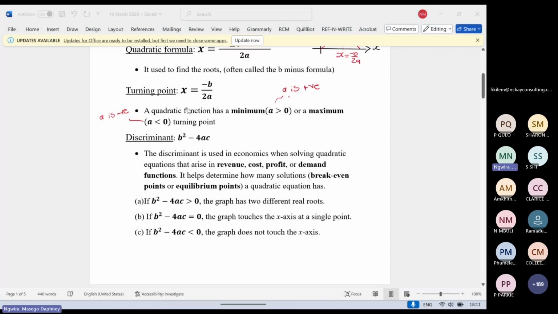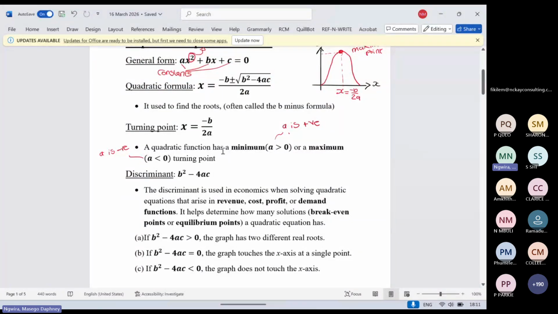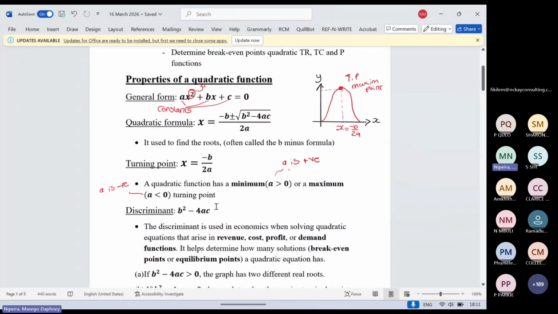And then we have what we call a discriminant. So the discriminant is an expression that is under the square root, yes? Can you please just repeat the turning point part?